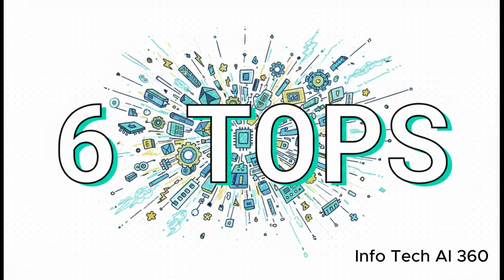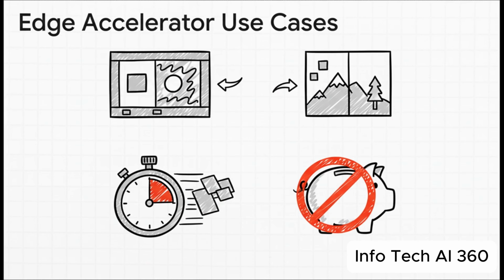And how fast are we talking? Well, this NPU is rated at 6 TOPS. That stands for trillions of operations per second. It's just a mind-boggling amount of processing power that gives the device these incredible instant reflexes for any AI task you throw at it.